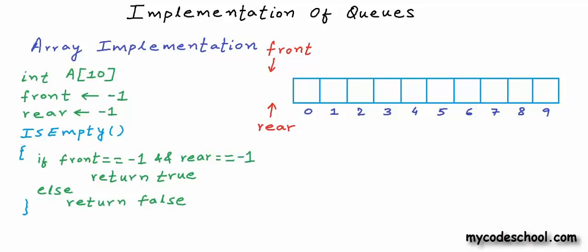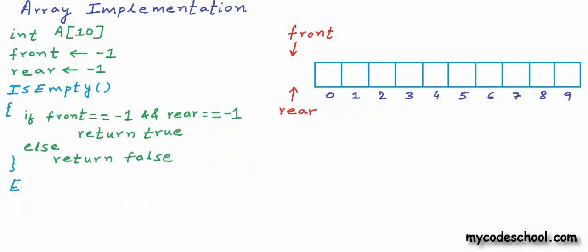I just wrote the isEmpty function here. -1 is not a valid index. For an empty queue, there will be no front and rear. In our implementation, we are saying that we will represent the empty state of the queue by setting both front and rear as -1. Now let's write the enqueue function.